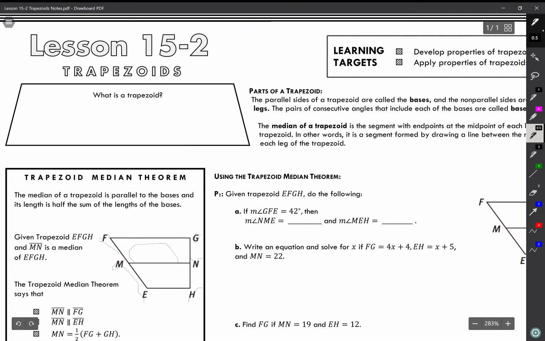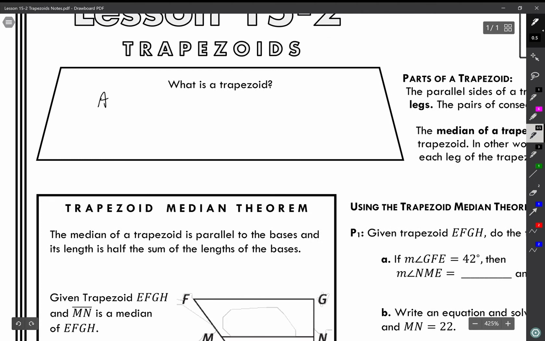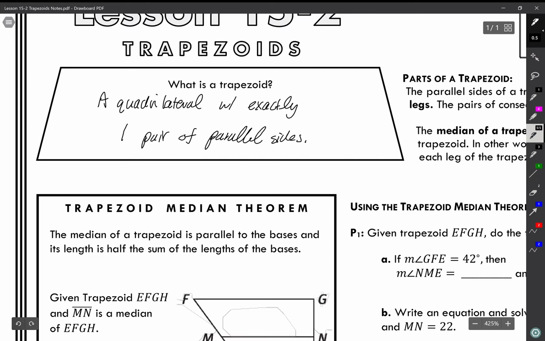So, what is a trapezoid? A trapezoid is a quadrilateral with exactly one pair of parallel sides. So if you notice, what I'm writing this inside of is a trapezoid. Our pair of parallel sides are the top and the bottom. The other two obviously are not parallel.